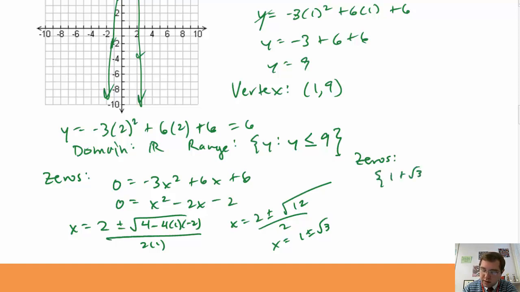1 plus radical 3 and 1 minus radical 3. Those are the 2 points where my graph crosses the x-axis. The 1 plus radical 3 is going to be the one on the right, because that's a positive number. 1 minus radical 3 is going to be the one on the left, because that's the negative number.